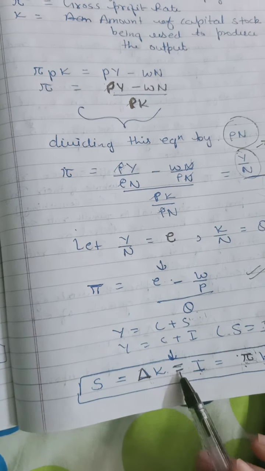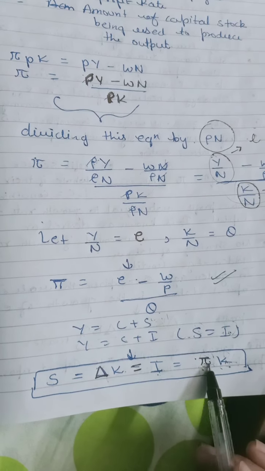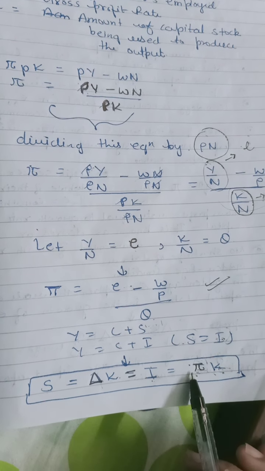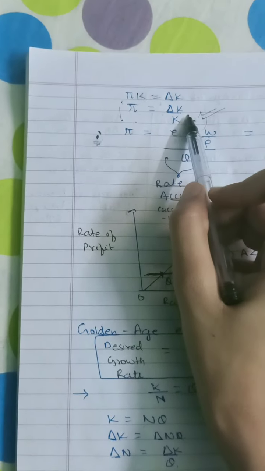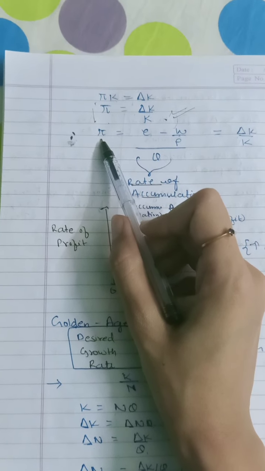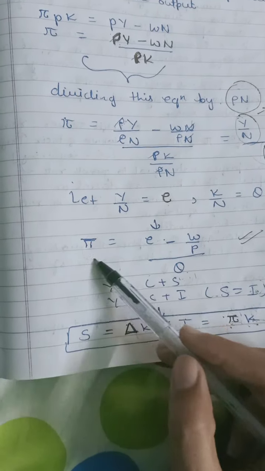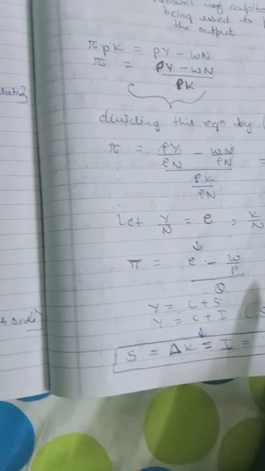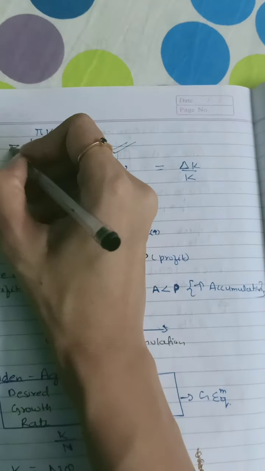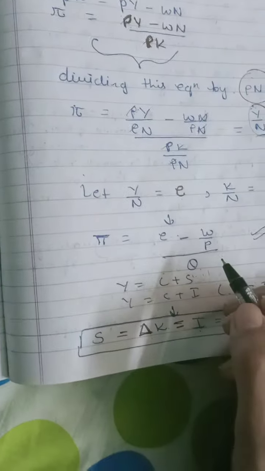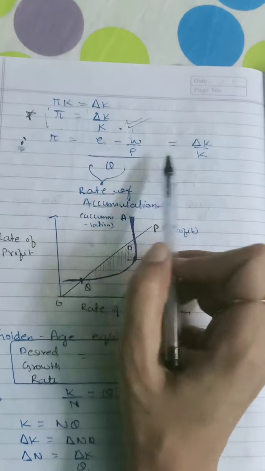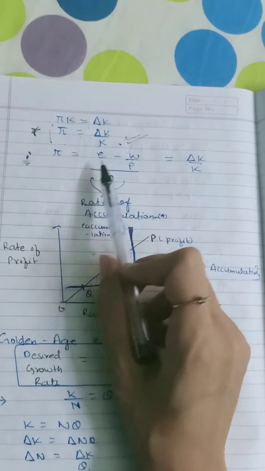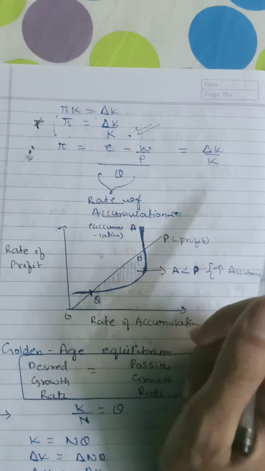Saving must be equal to change in K, and change in K is equal to investment, and investment is equal to the profit which you are receiving from your capital. This is how we are getting this equation. We earlier showed that profit is equal to this equation, and we simply put it here. We are getting profit as change in K upon K, and here we are getting profit as this one. So put both equations in equality, profit equals this and this. This is known as the rate of accumulation.